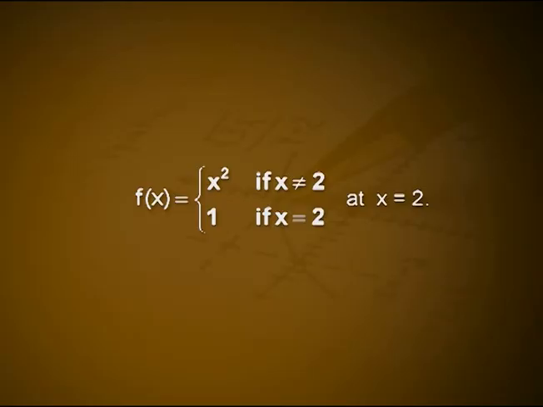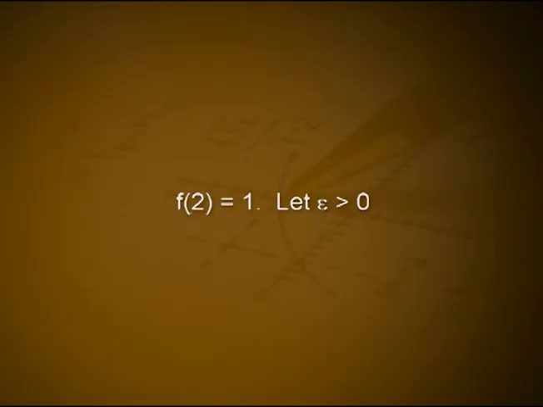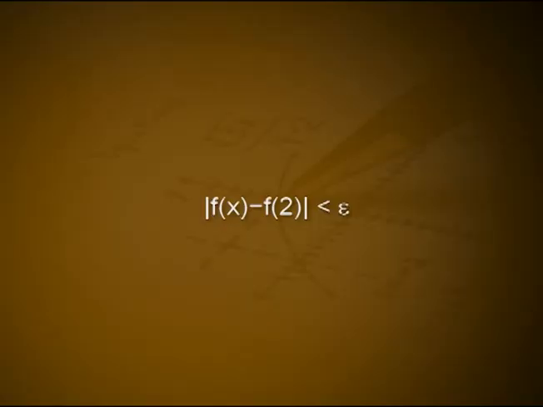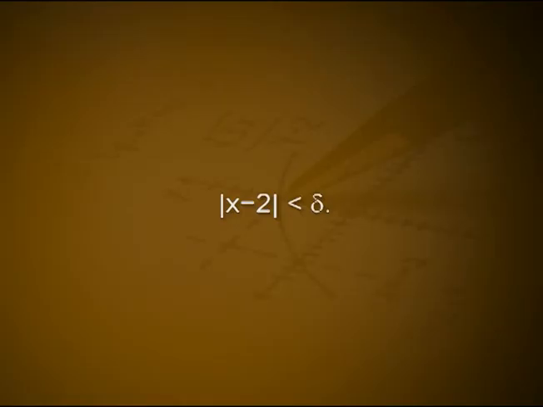Let us check the continuity of the function f(x) = x square if x not equal to 2, and f(x) = 1 if x = 2, at the point x = 2. Here f(2) = 1. Let epsilon greater than 0 be given. We have to prove that there exists delta greater than 0 such that |f(x) - f(2)| < epsilon whenever |x - 2| < delta.